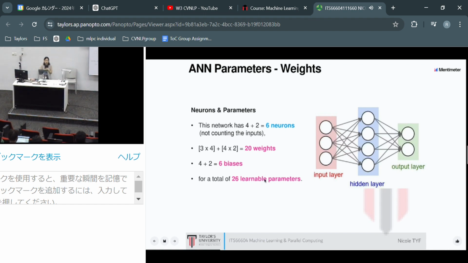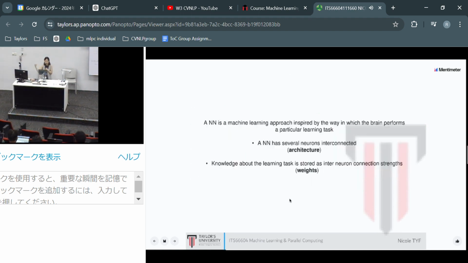So at this point, what we just discussed is that a neural network is a type of machine learning algorithm that is inspired by biological neurons. A neural network will usually have multiple neurons that are stacked from one layer to another, and every single neuron in each of the layers is interconnected. Okay? And the knowledge about this learning task is represented as weights. Okay? So this is what we have covered so far. Any questions?